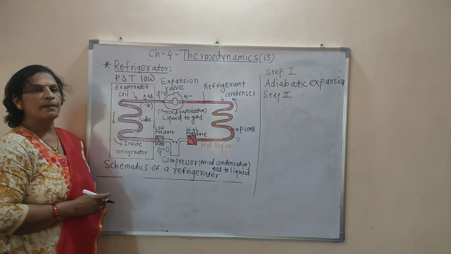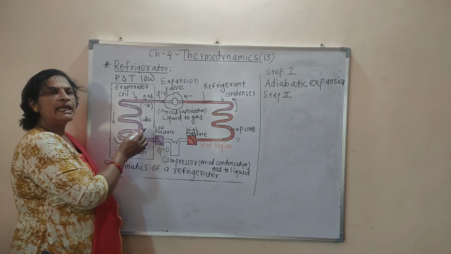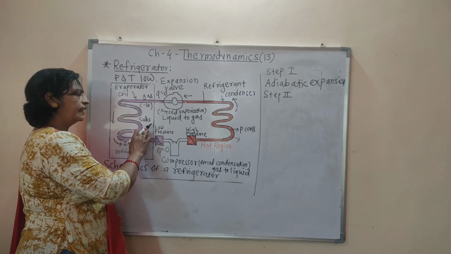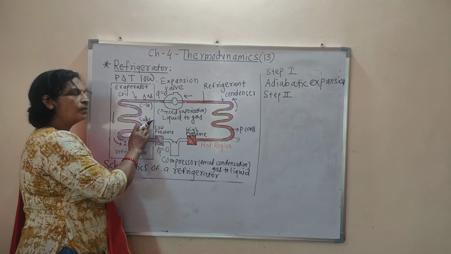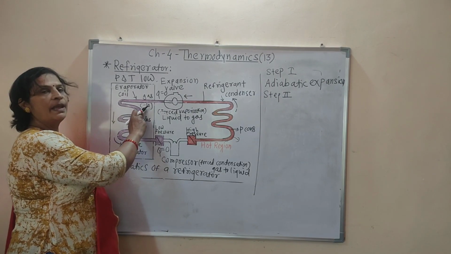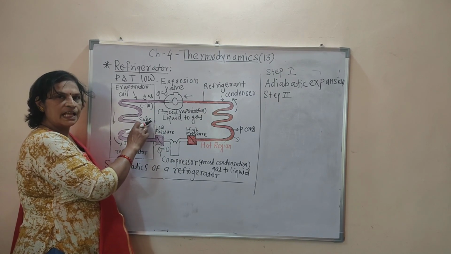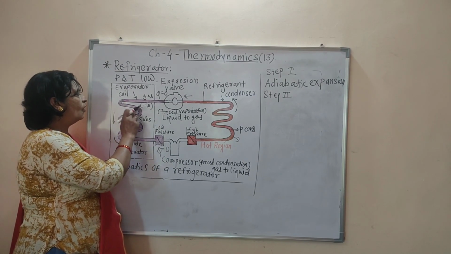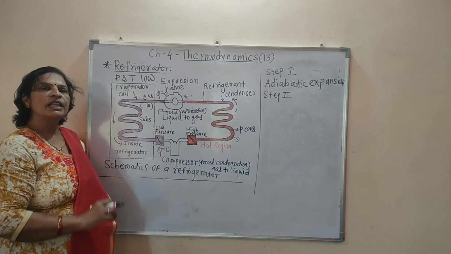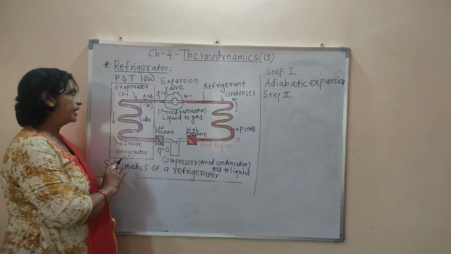In the second step, some substances, suppose vegetables, milk, cold drinks, are kept inside the refrigerator. Then the temperature of these substances is greater than this temperature. Okay. Now the temperature of these substances is greater, and the temperature of the refrigerant, which is in gaseous form, is lower. Then we know that heat transfers from higher temperature to lower temperature.